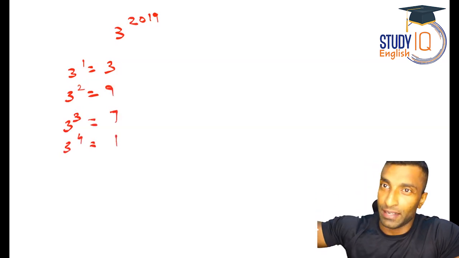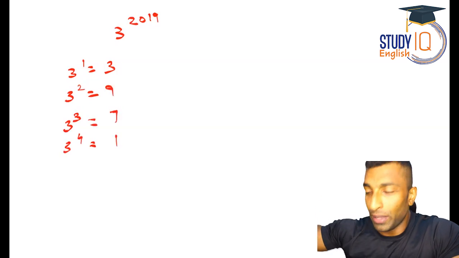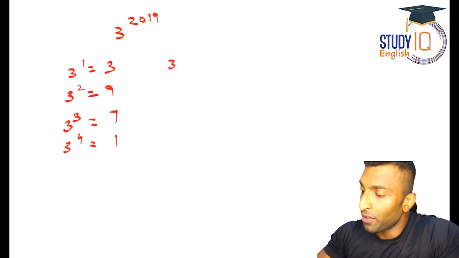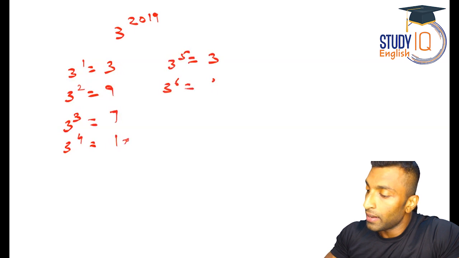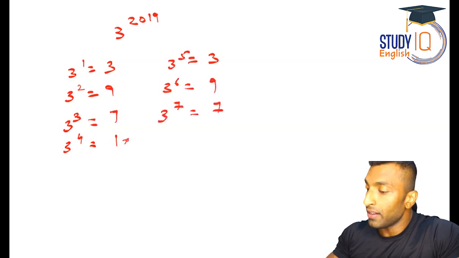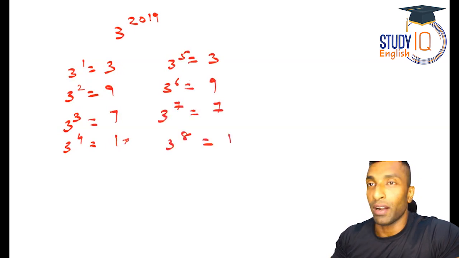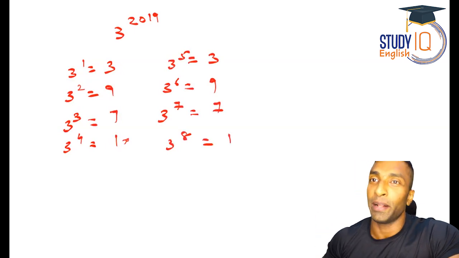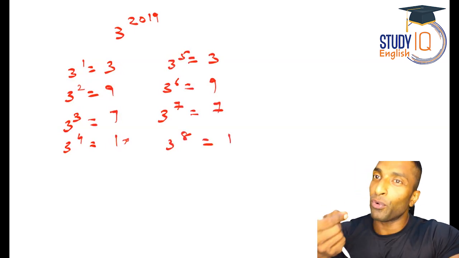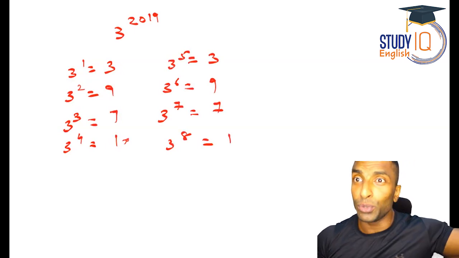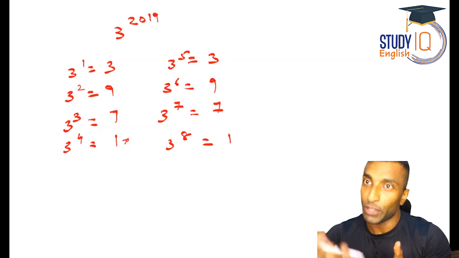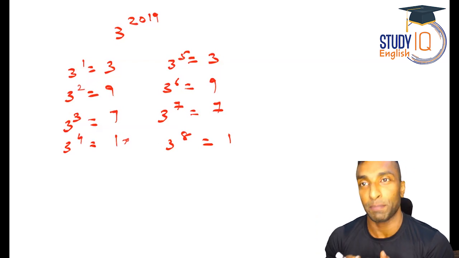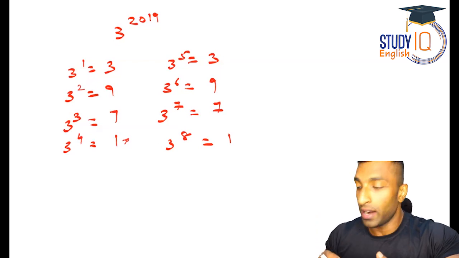Now it will repeat. There is no point in me doing, I can show you 3 raised to 5, 1 into 3, that is 3, like this 1 into 3, okay? 3 raised to 6, which is going to be 9. 3 raised to 7 is going to be 7. 3 raised to 8 is going to be 1. Now it will keep on repeating. So what you can understand, after every 4th power of 3, just like 2, it is repeating. So power cycle of 3 is also 4. So in case of 3 also, you need to divide by 4 because power cycle here is also 4.